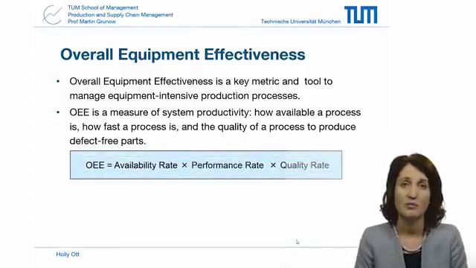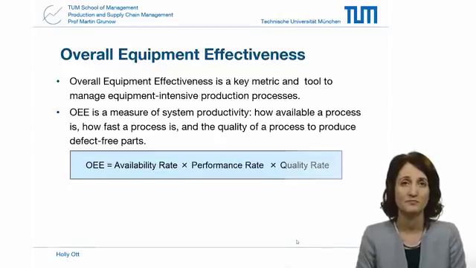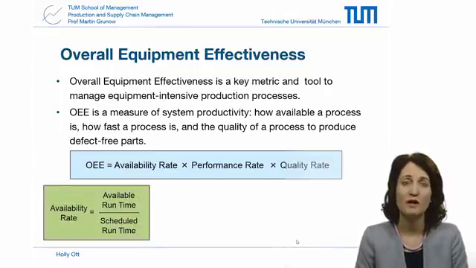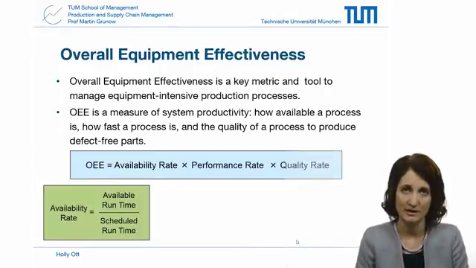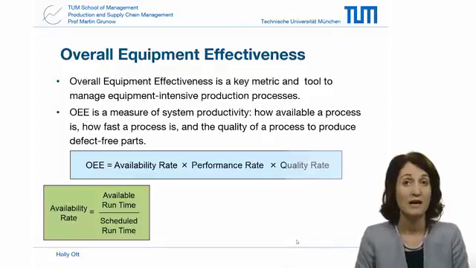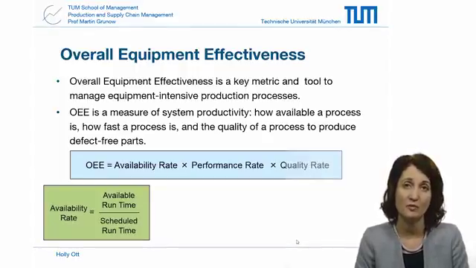OEE is calculated by determining equipment availability rate, performance rate, and quality rate, and is calculated by multiplying these 3 rates together. The availability rate is the total available equipment runtime, production time, divided by the scheduled runtime, this time that is actually planned for production. So the availability rate is a measure of equipment stoppages, and these can be both planned and unplanned. And again, an availability rate of 100% means that our process is running every minute that production is scheduled or planned. And we look at this in more detail in the next slide.